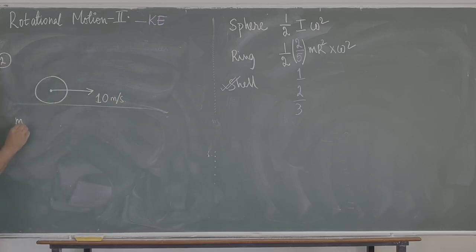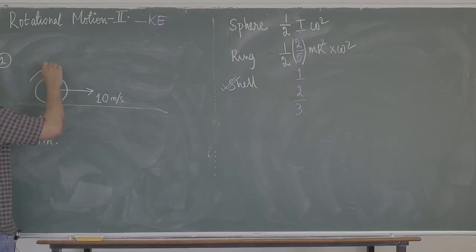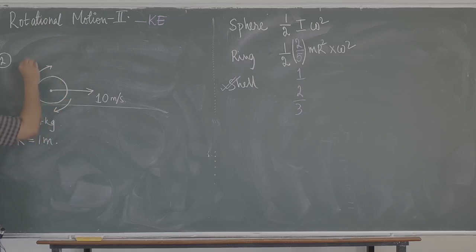Let us say the mass of the disk is equal to 4 kgs, and the radius of the disk is equal to 1 meter. All of these values are given. Let the angular velocity of the disk be equal to 2 radians per second. I have changed some values. What is the kinetic energy of this disk?